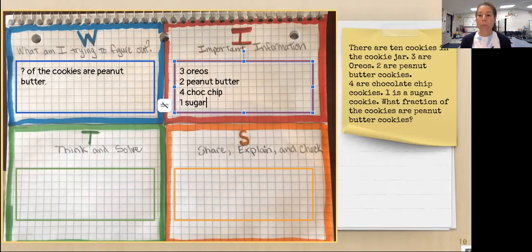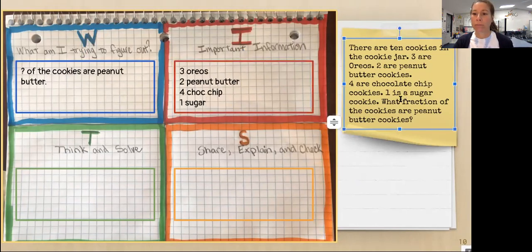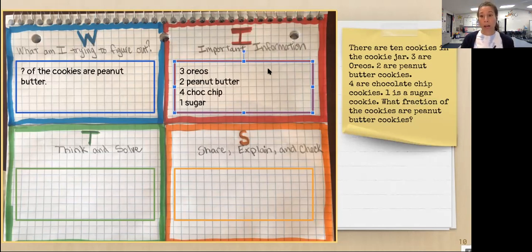Is there anything else that's important to help me solve this problem? Am I going to add, subtract, multiply, or divide? Let's see. I need to know a fraction. I do need to know a fraction. Okay, so I'm going to have to find the total of all the cookies. So it sounds like to me that I'm going to need to know a fraction. And then I'm also going to need to add. Okay, so all of that is important information.